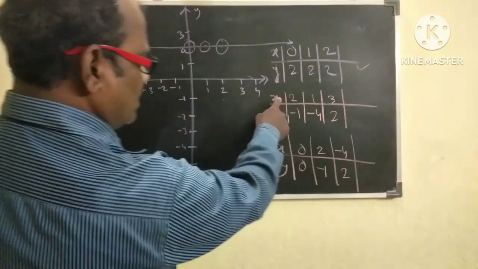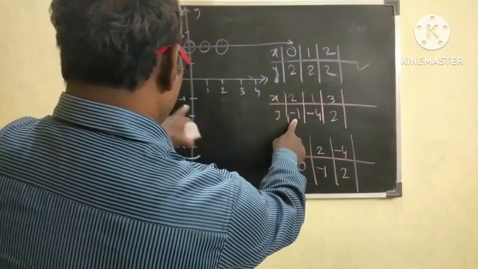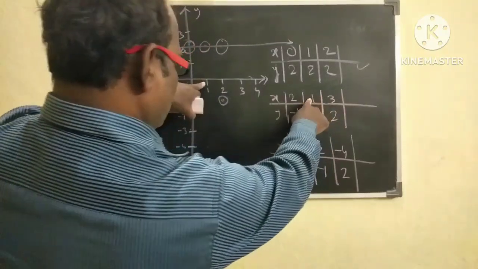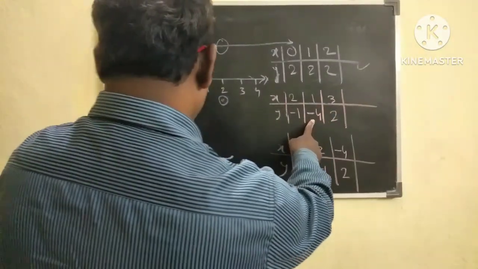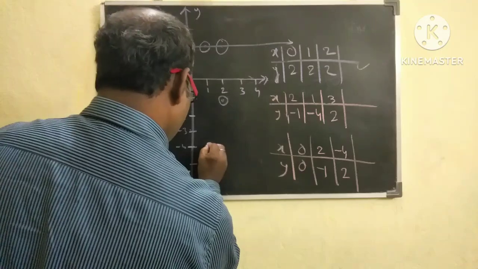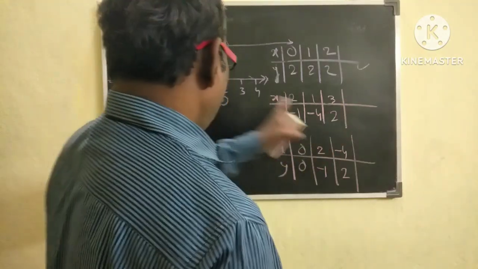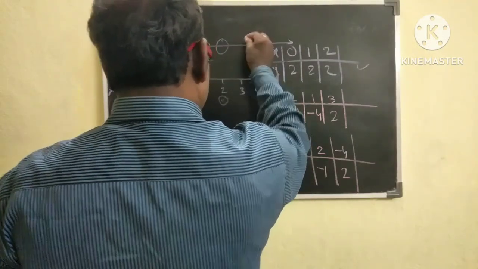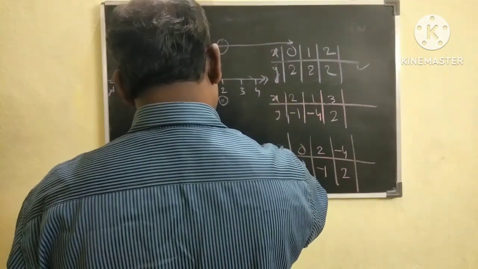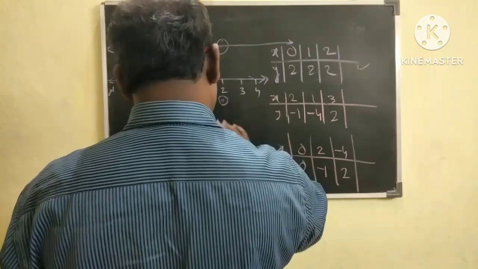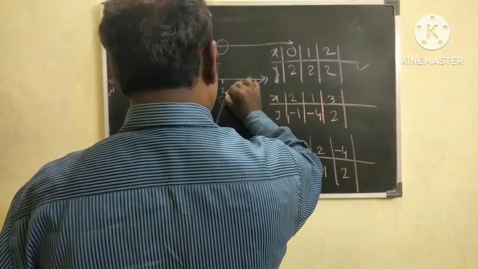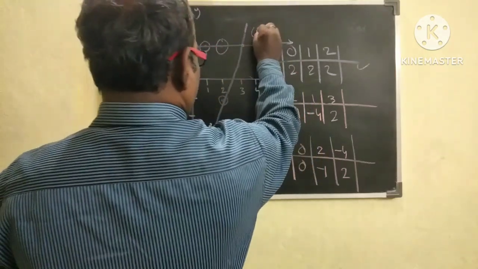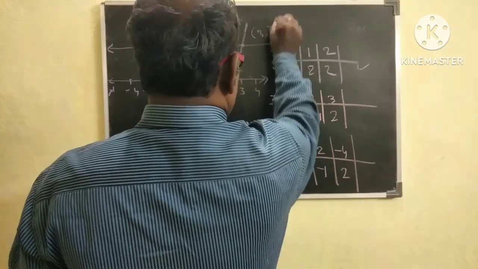Next, for this x equals to 2, y equals to minus 1, so this is the point. X equals to 1, y equals to minus 4, so this is another point. X equals to 3, y equals to 2, somewhere here. So we can join, so this meeting point is 3, 2.